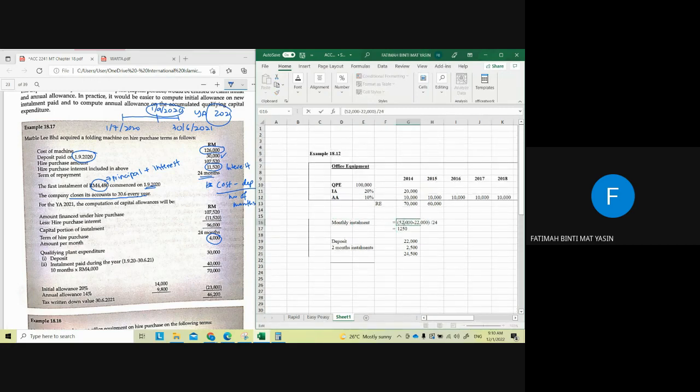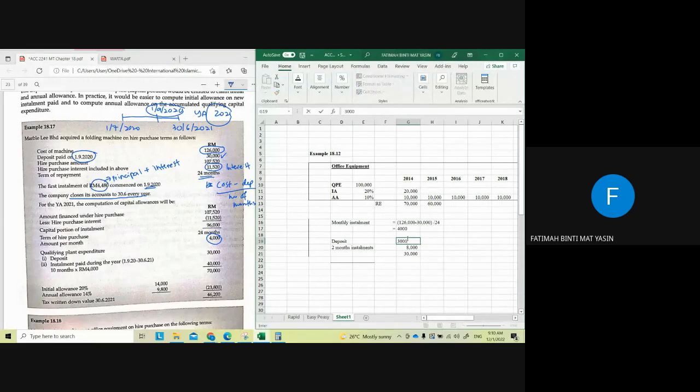So how you calculate this is 126,000, you minus the deposit, which is 30,000. You divide by 24. Okay, so then supposedly you have 4,000 here. 126,000 minus 30,000, then you divide by 24. It is 24. Okay, so it is 4,000. Okay, so this one excludes interest. Okay, so the deposit here is 30,000.